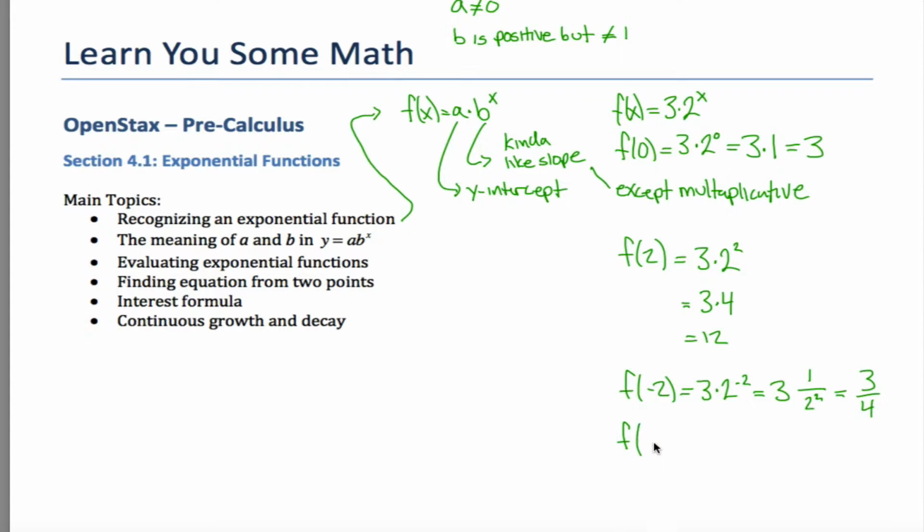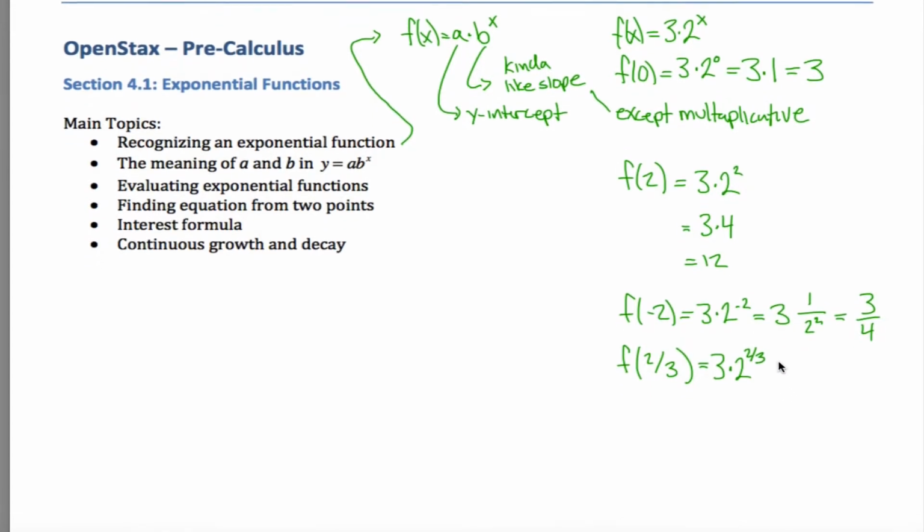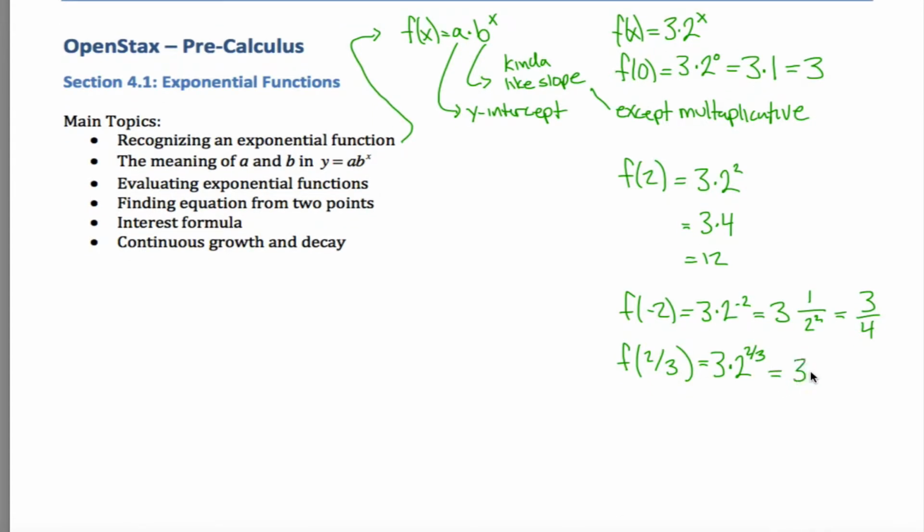When you have fractional exponents, it helps to know that when you're raising something to a fractional exponent, you're involving roots. So in this case, I would have 3 times, and then this 3 in the denominator tells me I'm taking the cube root of 2 squared, which is 4. So f of 2/3 would be 3 times the cube root of 4. Those are really the two tricks you have to be careful of: negative exponents and fractional exponents.